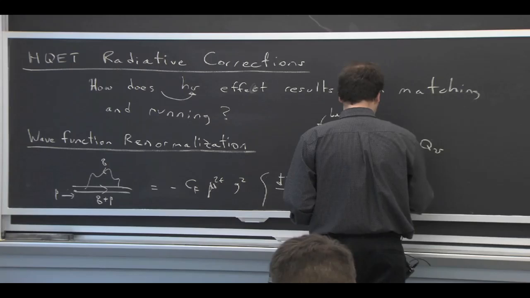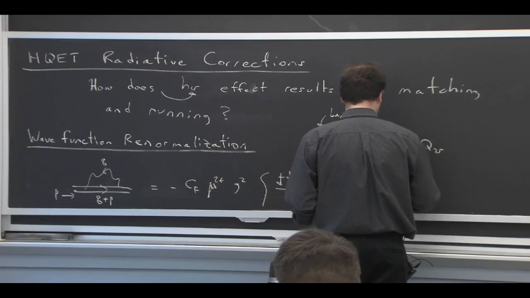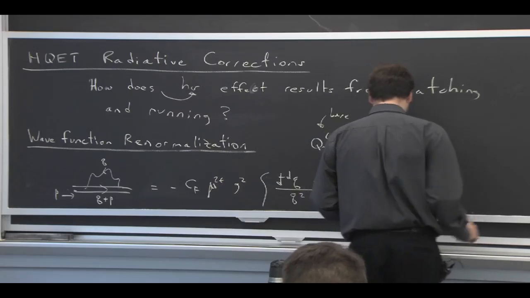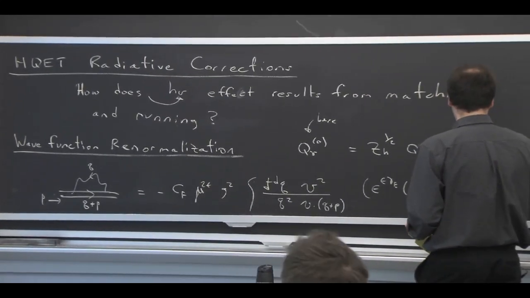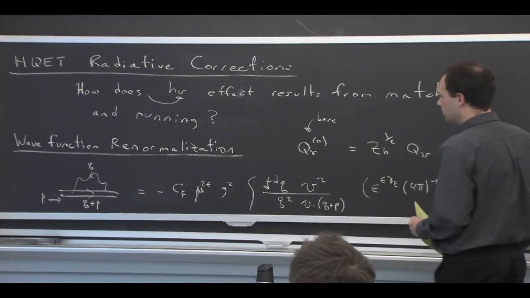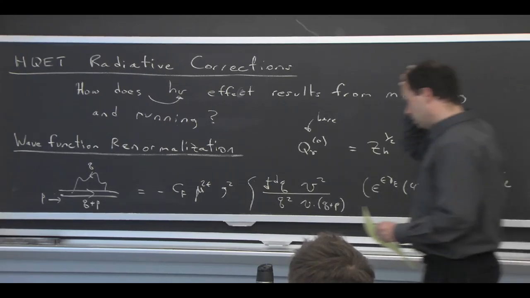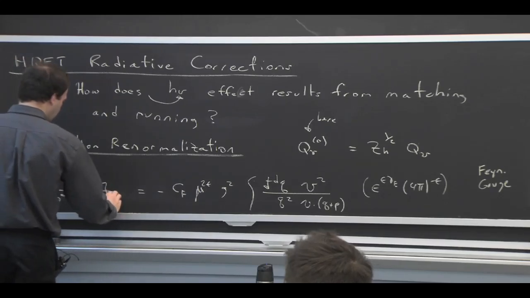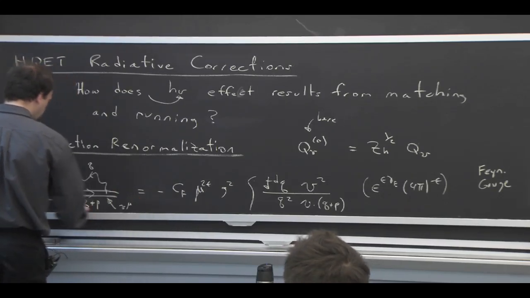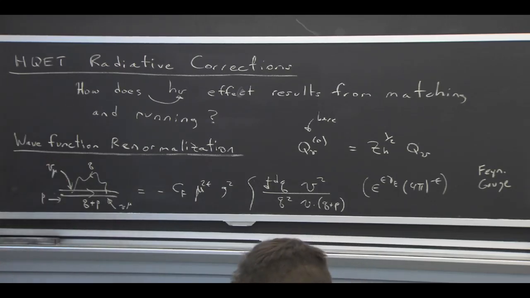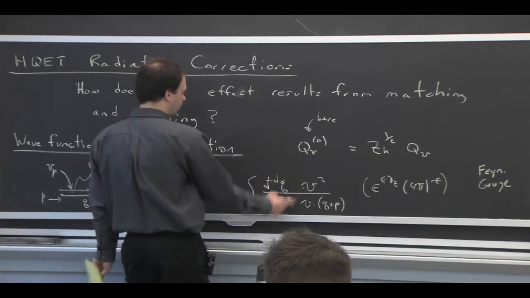Use dimensional regularization with MS bar. So there's some extra factors. And use Feynman gauge, which is usually the simplest gauge choice. So each of these vertices here gives a v. There's a v mu from this vertex, a v mu from that vertex. And that's where this v squared comes from.